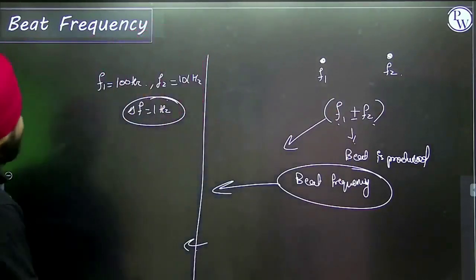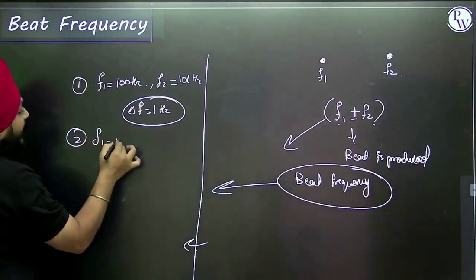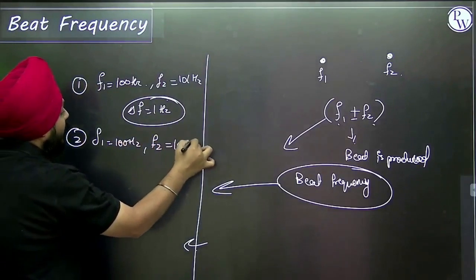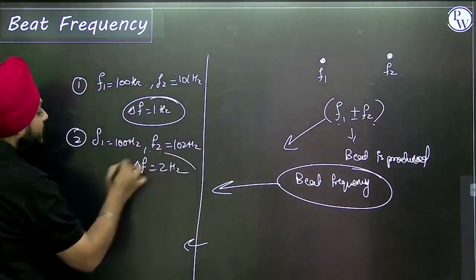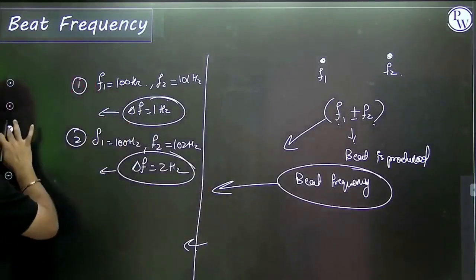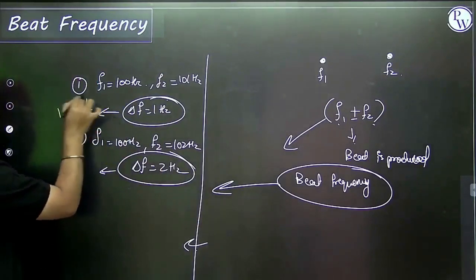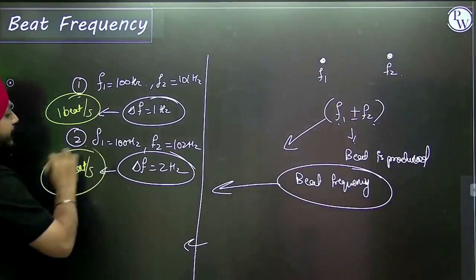Suppose, let us take another example. If f1 we are taking as 100 hertz and we are changing the value of f2 as 102 hertz, what is the frequency difference between them? 2 hertz. 2 beats. See here, can I say 1 beat per second is a beat frequency? 2 beats per second is a beat frequency.